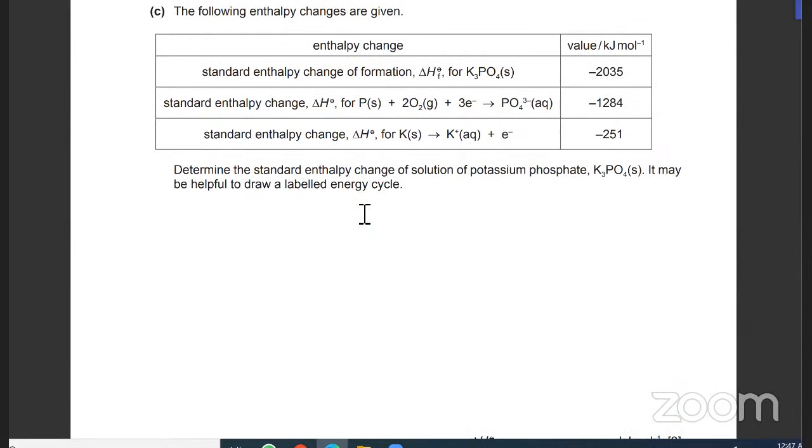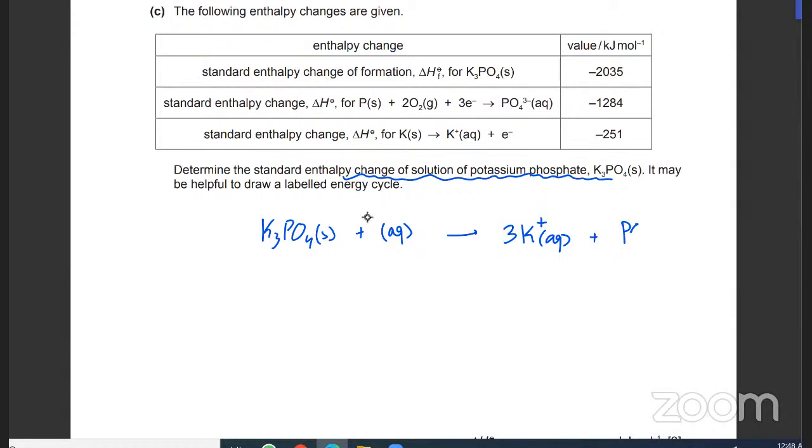Okay, this is the same energy cycle question. He's saying determine the standard enthalpy change of solution of potassium K3PO4 solid, right? So what is solution? K3PO4 solid dissolves in water and turns into aqueous. Now one thing is, make sure whenever you have aqueous, dissociate the ionic compound. There's going to be 3 K+ aqueous ions, and there's going to be PO4 3- aqueous ions.